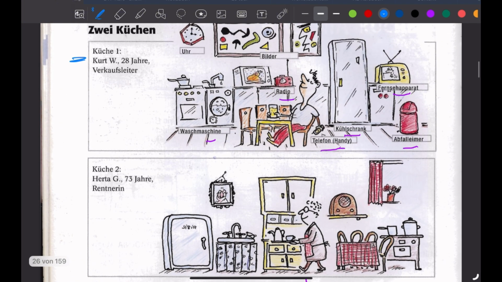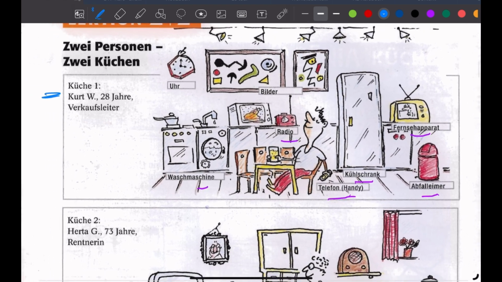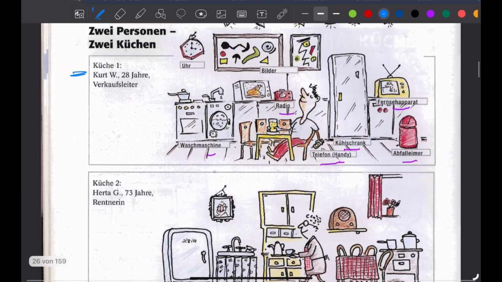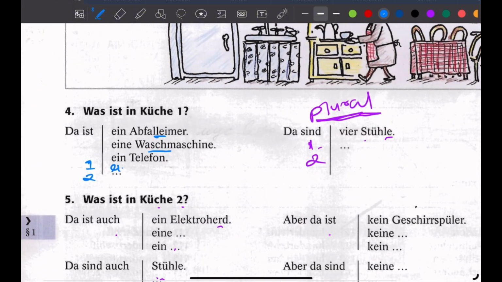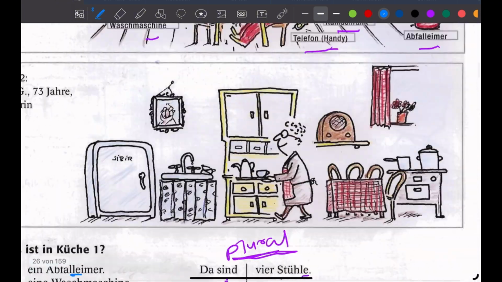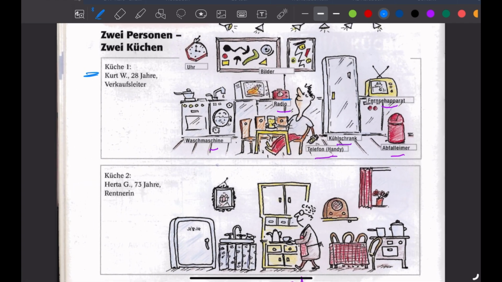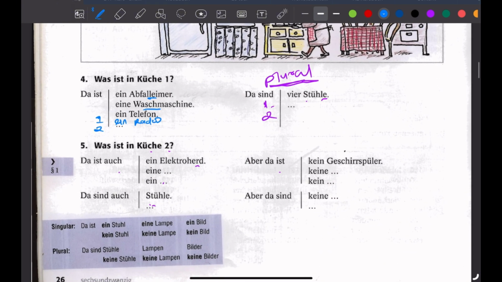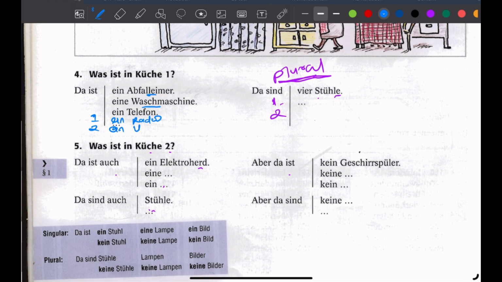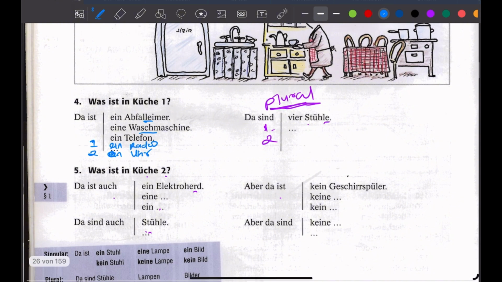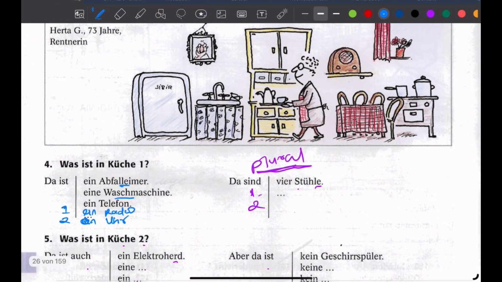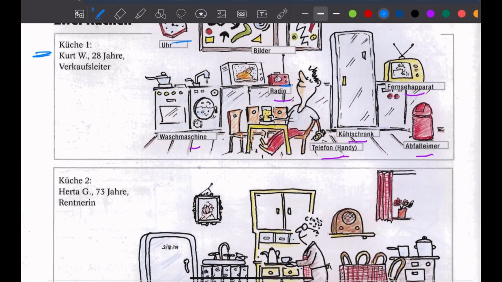So let's look together. We can find a radio, so that is a radio. What else can we find? That's just one. We have a washing machine already, so we can say or. We found already a clock, okay? And plural, das sind 4 Stühle. What else can we find? That's double. We have Bilder.